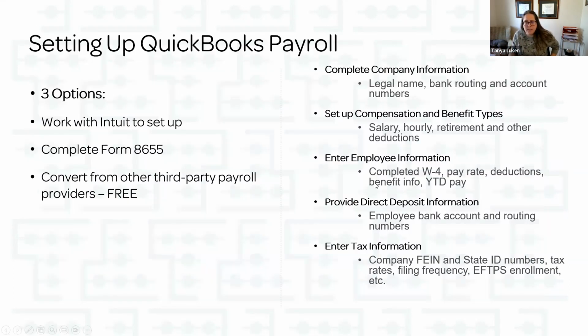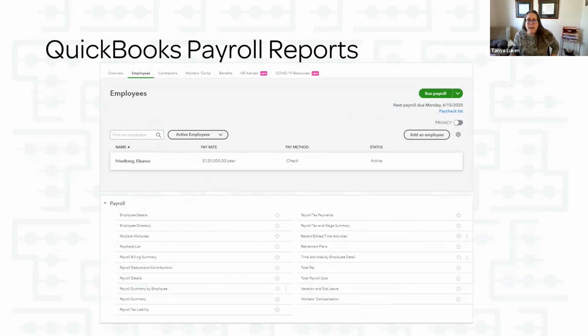So if you want to set up with QuickBooks, you're going to need some information. You have 3 options. You can work with Intuit to set it up, you can file this form, or you can convert from a third-party payer. So if you're using a different payroll company now, QuickBooks will help you convert from them. And then they need this list of information: your legal name and address, what kind of benefits and pay options you have, your W-2 information or W-4 information from your employees, their direct deposit, and then all of the tax or regulatory agency information that you have as an employer. Then there's a whole slew of reports that you can run for QuickBooks once you turn on payroll.